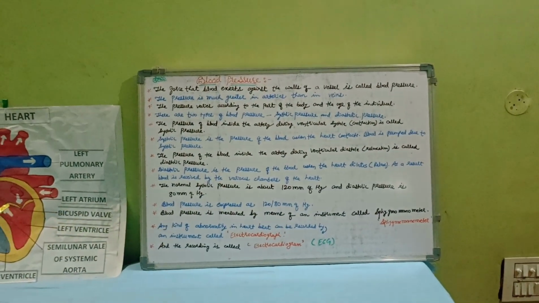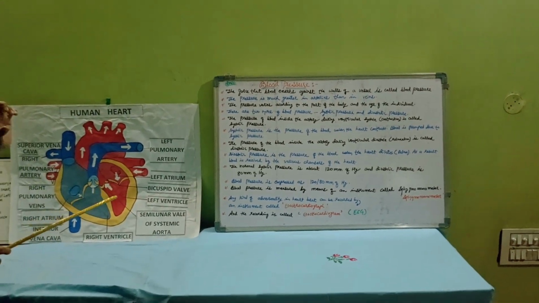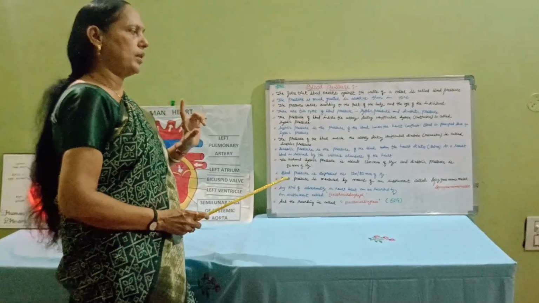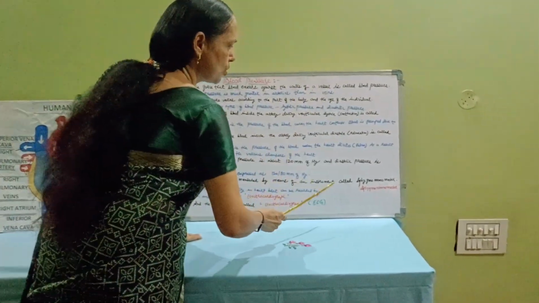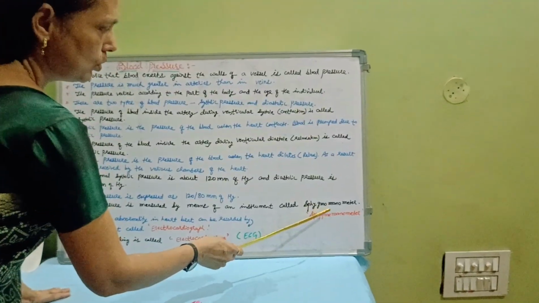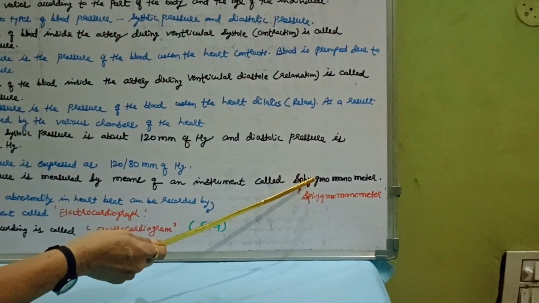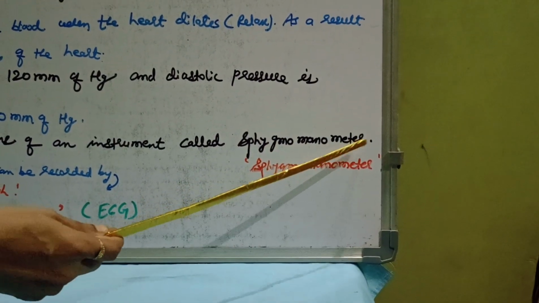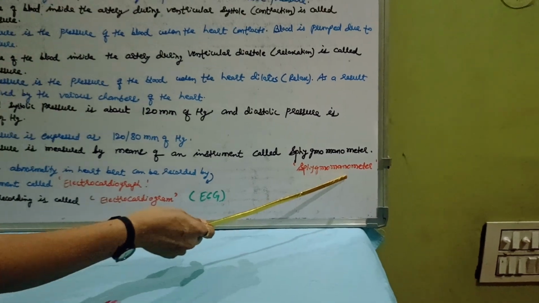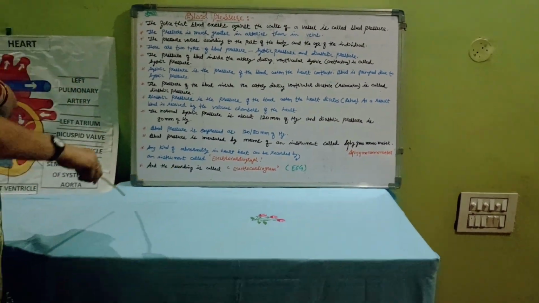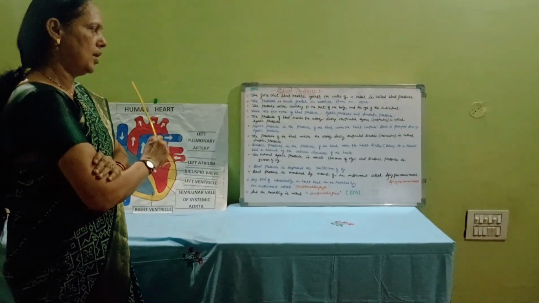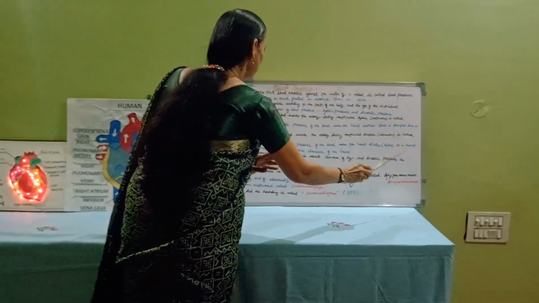Now blood pressure is one of the very important types of pressure measured by an instrument. The name of the instrument is the sphygmomanometer. So the instrument through which doctors measure our blood pressure is called the sphygmomanometer.